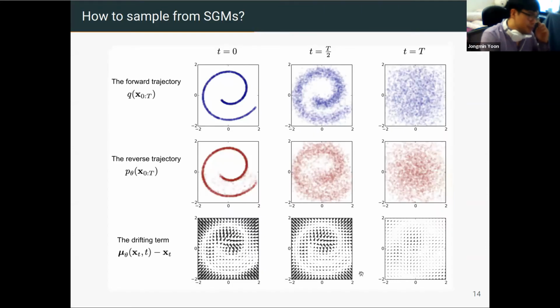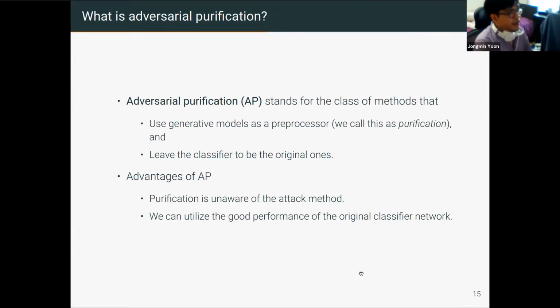So far, I have introduced the score-based generative model, which is the key ingredient of adversarial purification. Now I am going to introduce what adversarial purification is, which is an alternative method to adversarial training. Adversarial purification, which I briefly introduced in the slide above, stands for the class of methods that use generative models as the preprocessor. We call this a purifier and leave the classifier as the original one. There are some advantages of adversarial purification. The first is that the purification is unaware of the attack method. And the second is that we can utilize the good performance of the original classifier network.